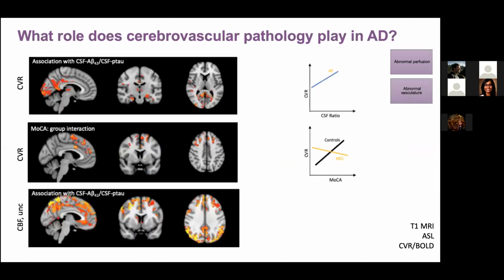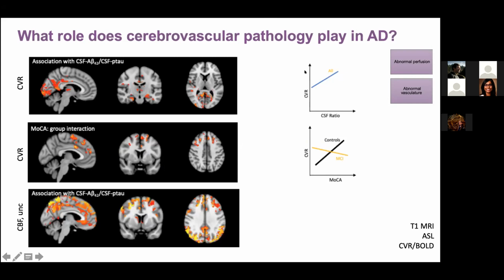So what role does cerebrovascular pathology play in AD? I've been talking about cortical neurodegeneration, how it's related to subcortical white matter injury, how that's related to vascular pathology. I'm kind of evolving the pathology and complicating it in some sense. So here, we're looking at CVR in about 100 participants, 91 participants. And we had their A beta 42 to p tau ratio in the CSF. So the higher the ratio, the more normal you are. The lower the ratio, the worse your AD pathology.